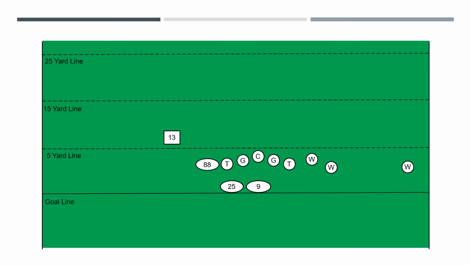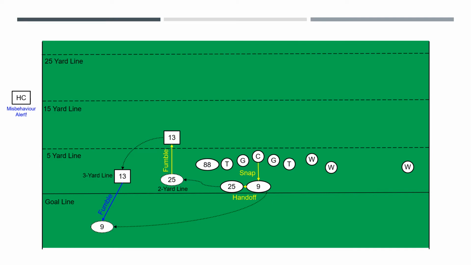Now as you heard there, this is quite a complex play with many different things happening, so let's take a look at it visually. The centre's going to snap the ball to the quarterback, who's going to hand it off to A25, who's going to run to the 2-yard line, where they fumble it, where it's going to be recovered by B13 at the A6, who is then going to run to Team A's 3-yard line. Meanwhile, during this run, the head coach commits an unsportsmanlike conduct foul. B13 is then going to fumble that ball into the end zone, where it's going to be recovered by A9, who's going to throw the ball forwards, and it is going to be received by A88, who is then going to run out of bounds at the Team A 25-yard line.